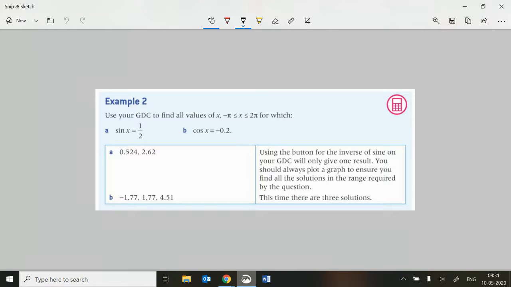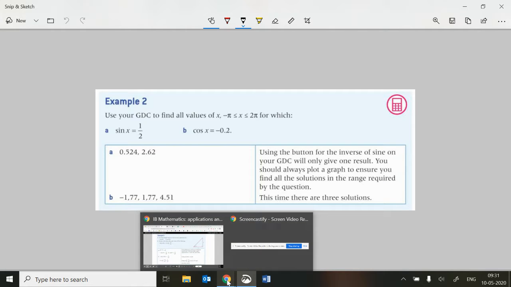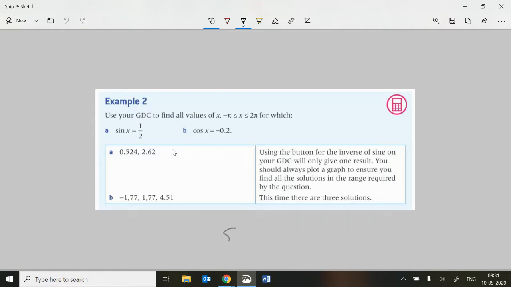There's example 2. They say use your GDC to find the values within this range, between minus pi or minus 180 degrees all the way up to 2 pi radians or 360 degrees. So sine of x is equal to a half. Well, you're going to use your calculator on this one. Now, you can do sine to the minus 1, but when you undo sine, you'll get x is equal to sine to the minus 1 of 0.5, and that will give you pi over 6, in fact, or this answer here if you write it as a decimal.